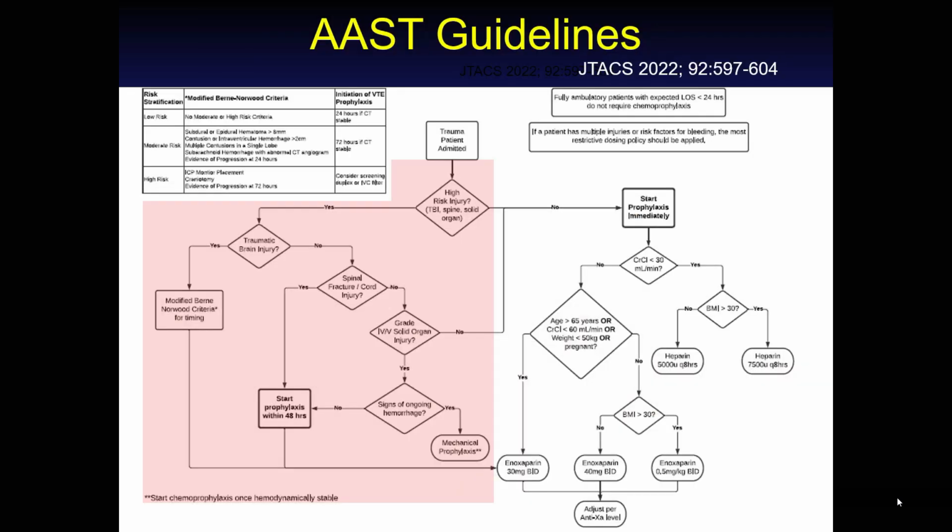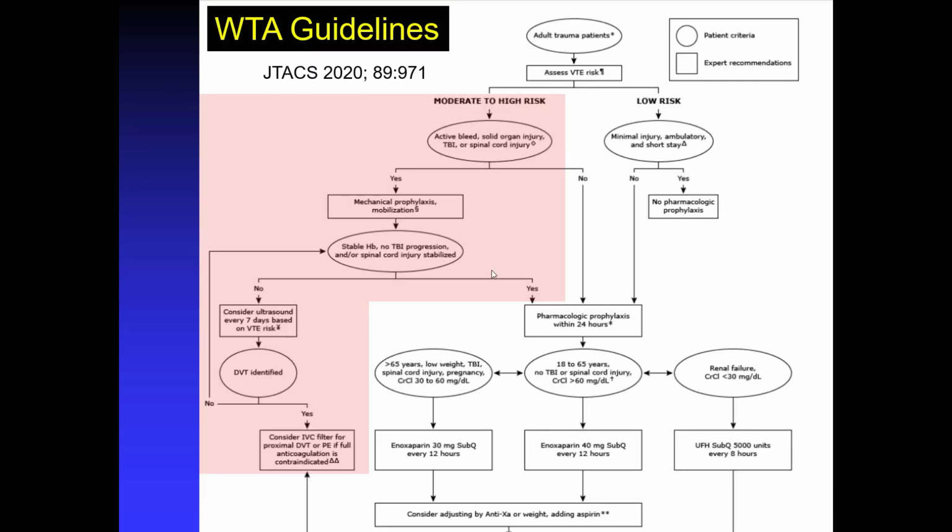Both the AAST and WTA recognize that actively hemorrhaging patients, TBI patients, and patients with vertebral and spinal cord injuries are high-risk patients in whom initial VTE chemical prophylaxis may not be appropriate, as highlighted in the red area here of the AAST guidelines and here in the Western Trauma Association guidelines.